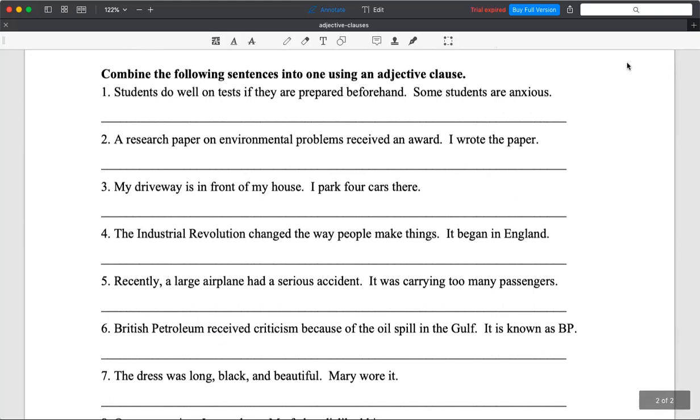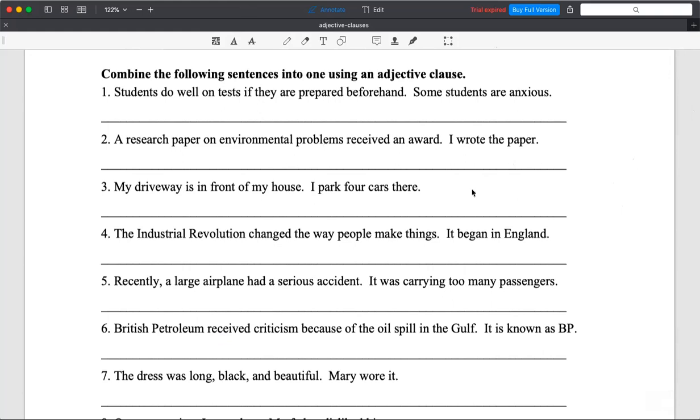Do I have everyone okay with opening the file? Can everybody open the first file, the adjective clause file, with no problem? So put the numbers beside each, number one, students.